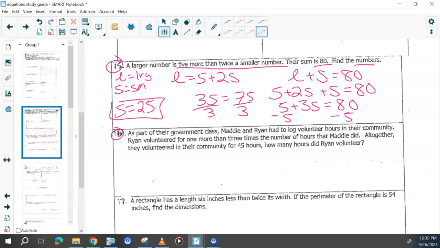So that's one of our answers. Then we have to go back and find the larger number. You can either put 25 back in here for S or put it back in here. Does not matter which one, as long as you do one of them.